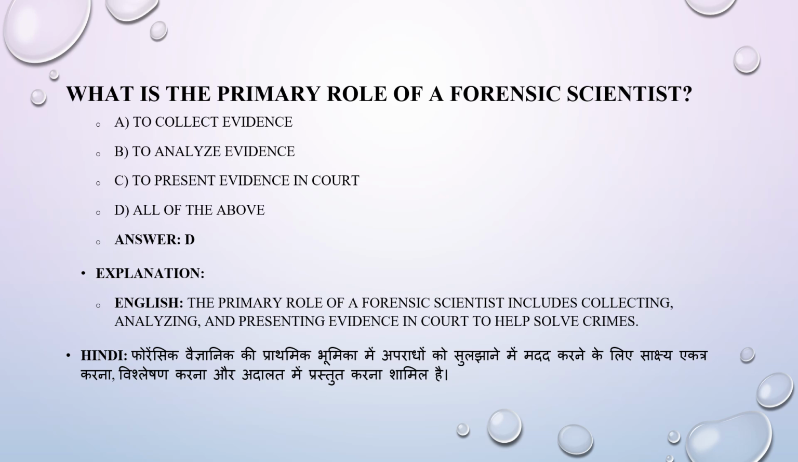What is the primary role of a forensic scientist? Option A, to collect evidence. Option B, to analyze evidence. Option C, to present evidence in court. Option D, all of the above. Answer D, all of the above. The primary role of forensic scientists includes collecting, analyzing, and preserving evidence and presenting it in court to help solve crime.